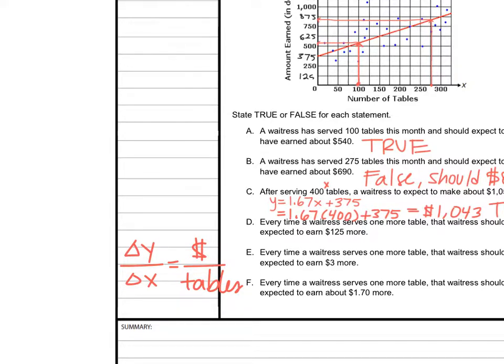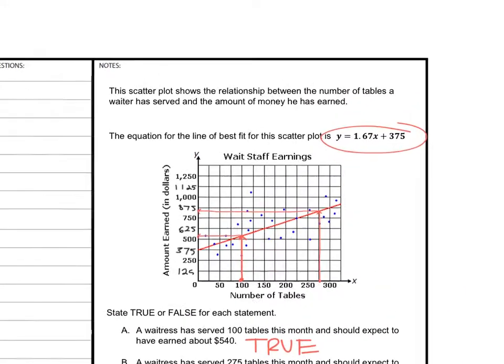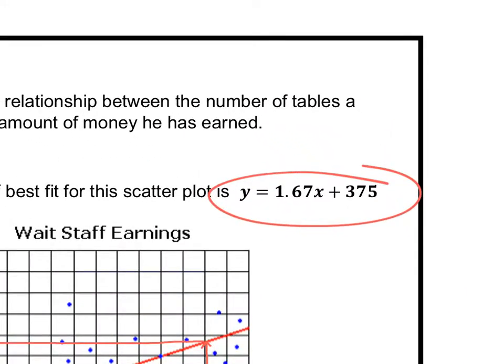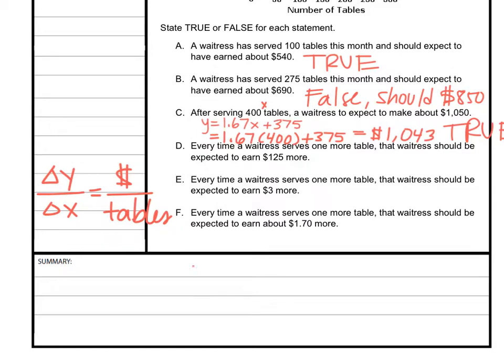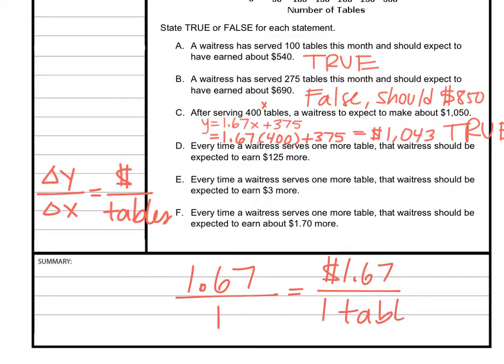What's the really short name? Rise over run. No. Slope. Okay, I'm asking about the slope. What is the slope, guys? 1.67 is the slope. It's the number in front of x. So 1.67 is the slope. Okay, let's look at that. 1.67 over 1. That's saying you get $1.67 over 1 table. Change in y over change in x.